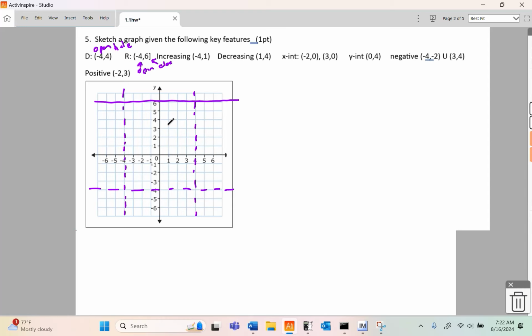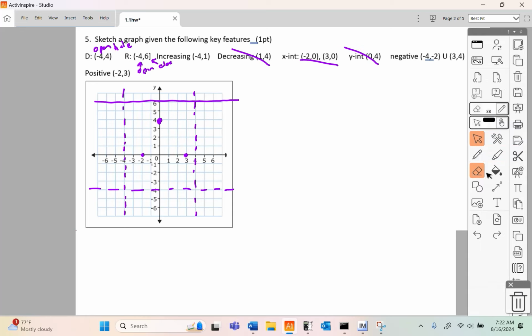We are increasing from -4 to 1. Here's the big ones. These are things I need. I have x-intercepts at -2, 0 and 3, 0. I have a y-intercept at 0, 4. Those are the easy ones. Whoops, too far. I want that. And let's take a look at all the other stuff. It says that we are increasing from -4 to +1.